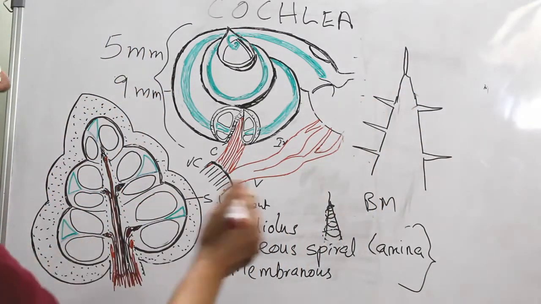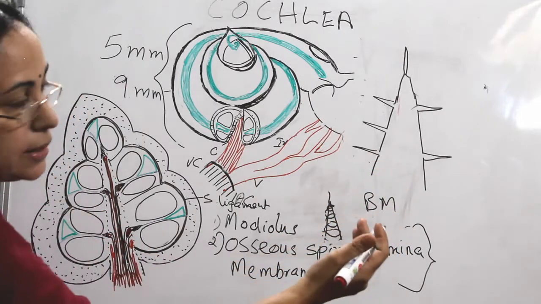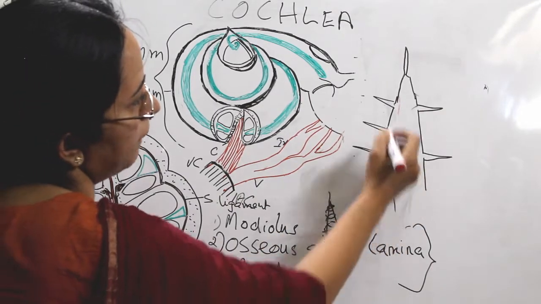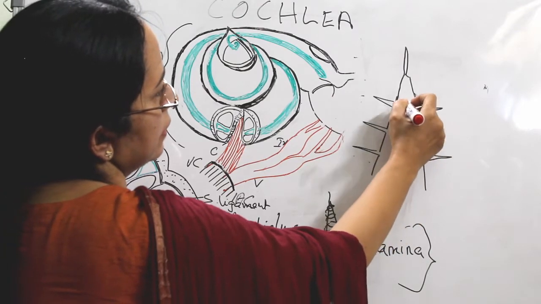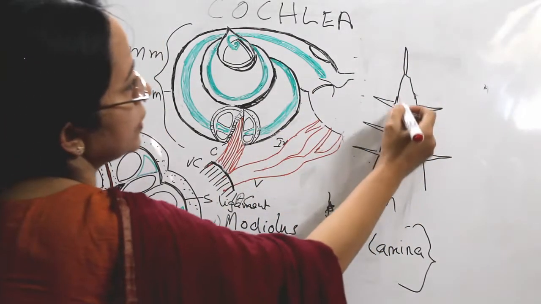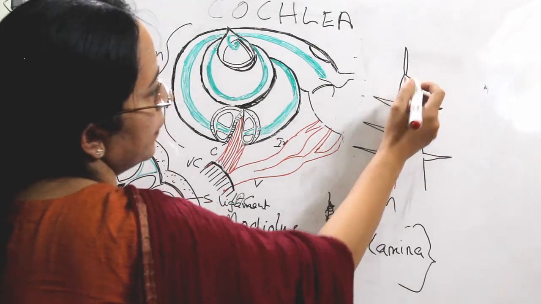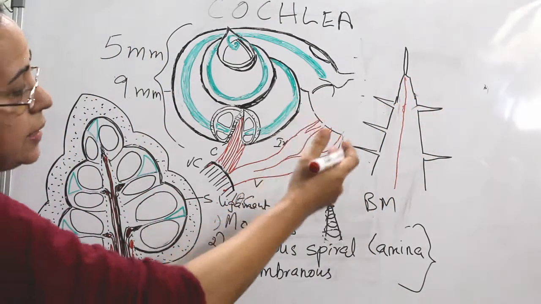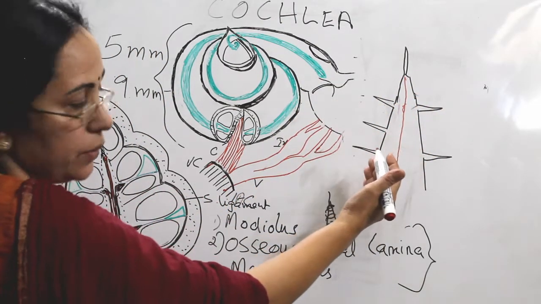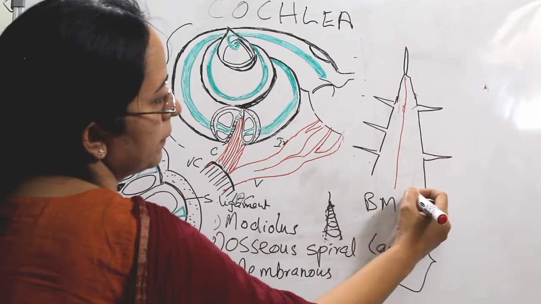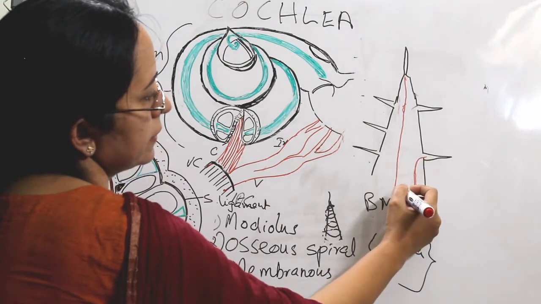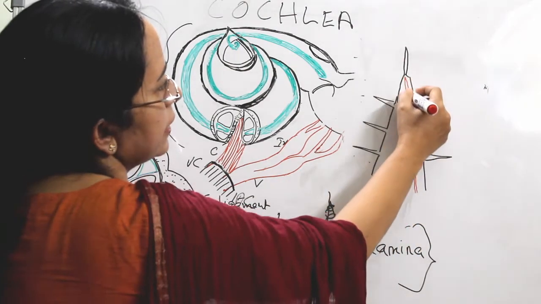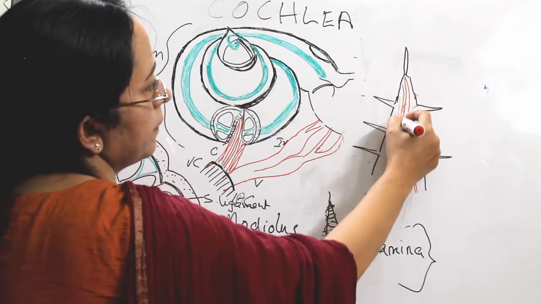And the nerve fibers are coming through this. The fibers going to the apex are seen in the central part of the modiolus. This is the apex. So the fibers going towards the apex are seen in the central part, and towards the periphery, the fibers are going towards the basal coil. Right? So centrally it is going to the apex.